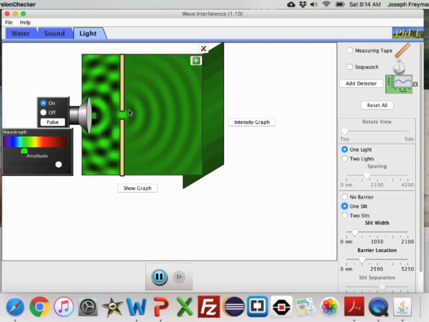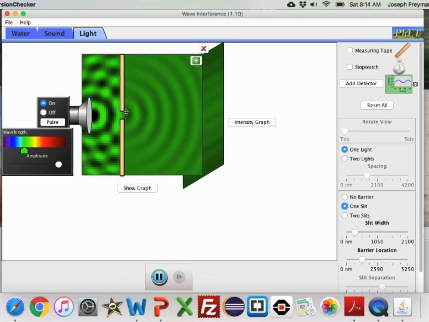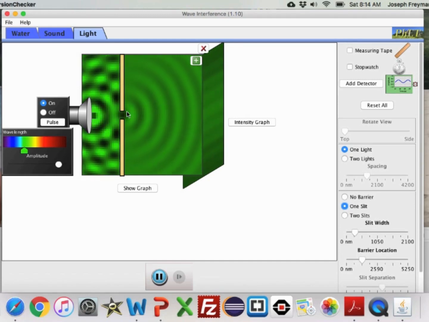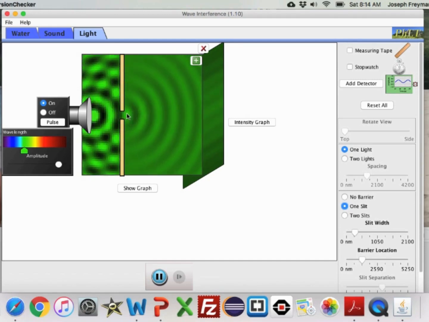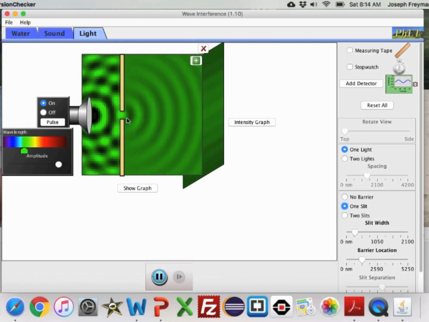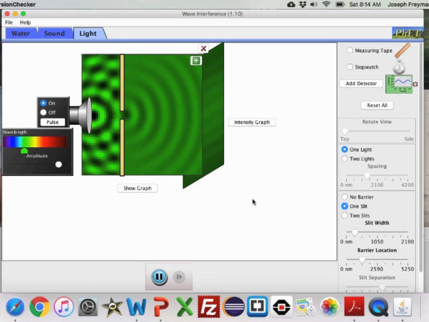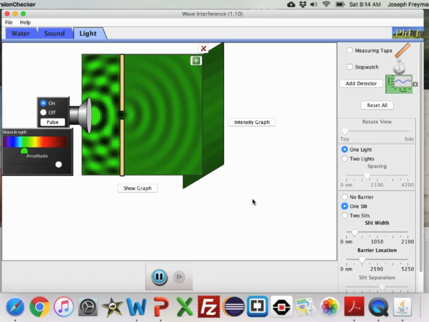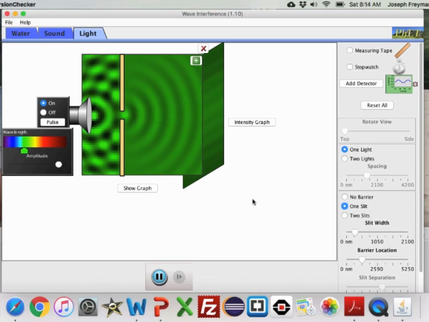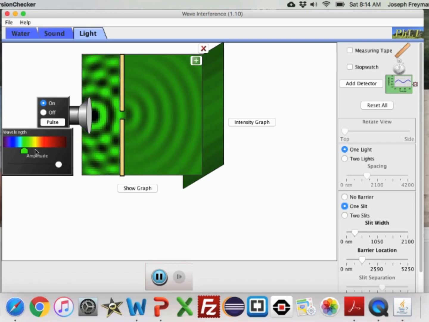So we could have, for example, a beam from this top part of the slit, another beam from the middle part of the slit, another beam from the bottom part of the slit, and depending on where those beams go, we get a diffraction pattern on the screen.